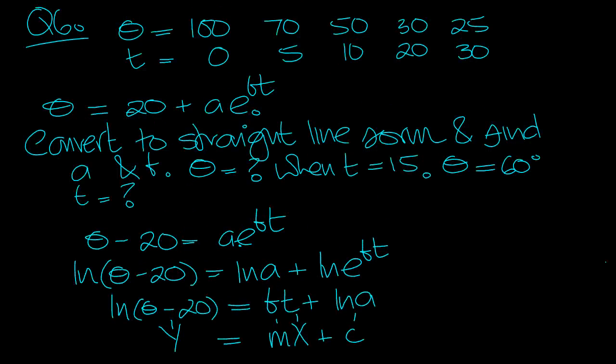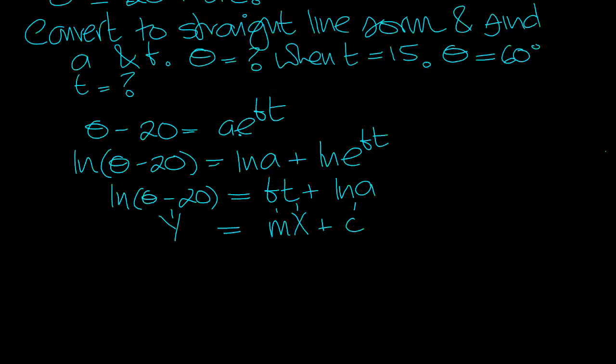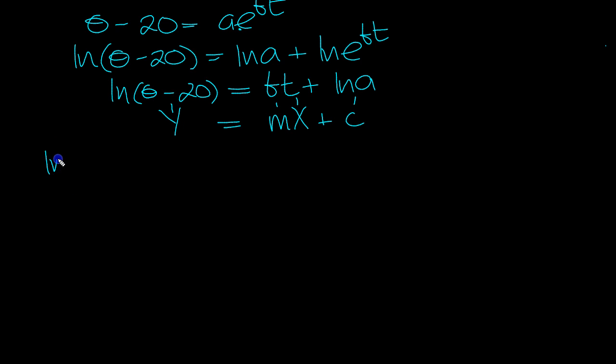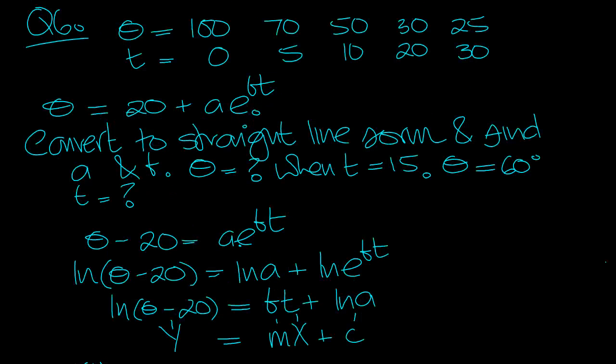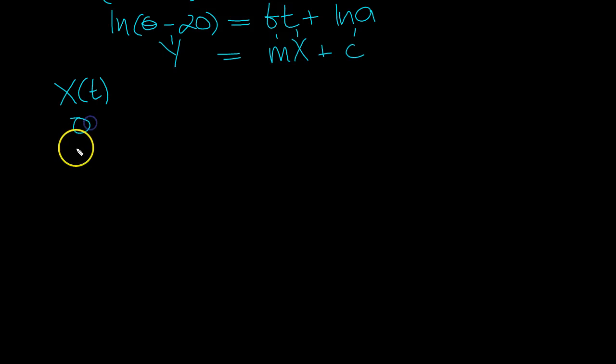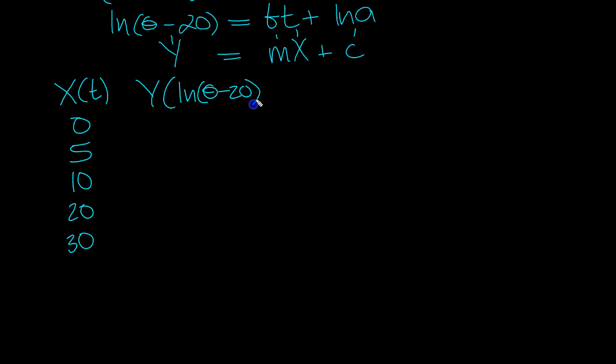We'll need theta minus 20 really. So I'm going to do theta minus 20. ln(theta minus 20) is the y, so I'll write that second. The x is the t. So that would be 0, 5, 10, 20 and 30. Then we need the y, which is just the ln(theta minus 20).